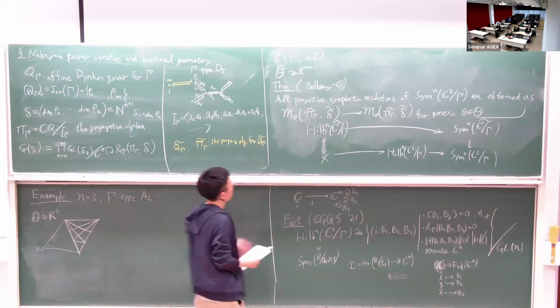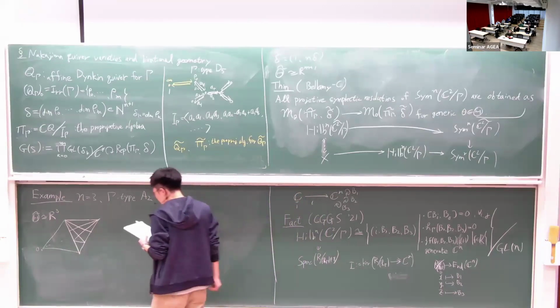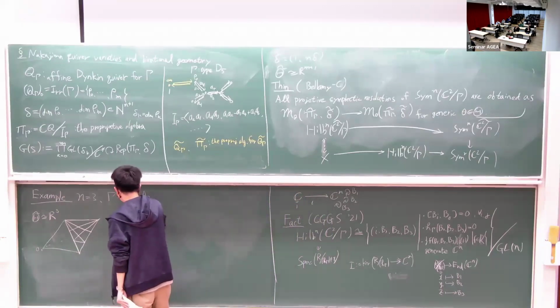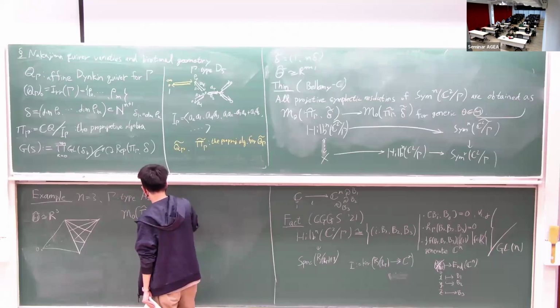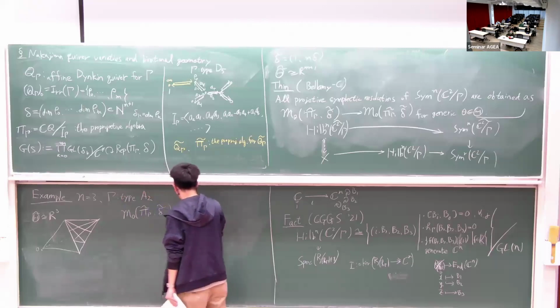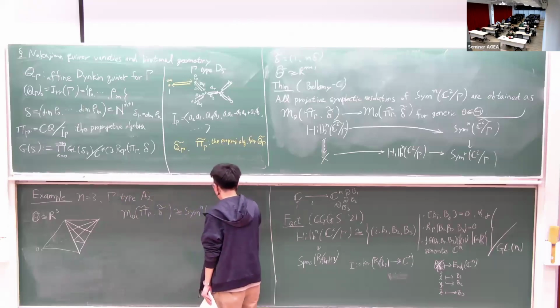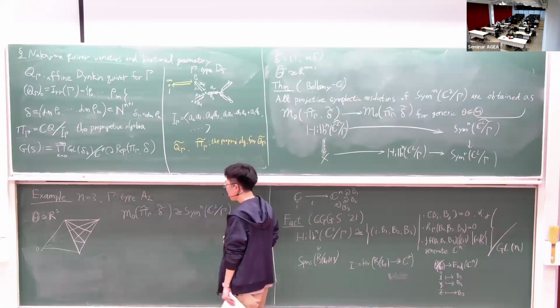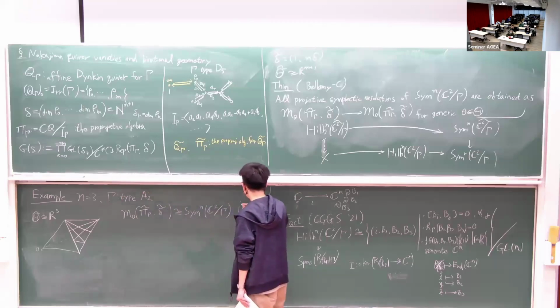So this theorem especially implies that the moduli space for the trivial character is isomorphic to the symmetric power of theta mod gamma. But this was originally due to Crawley-Boevey.